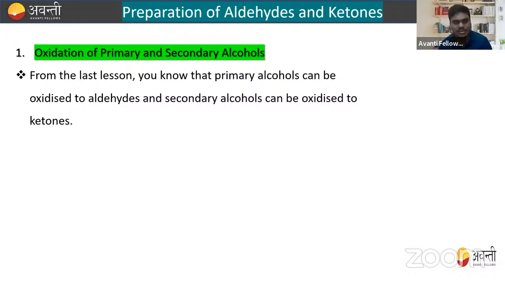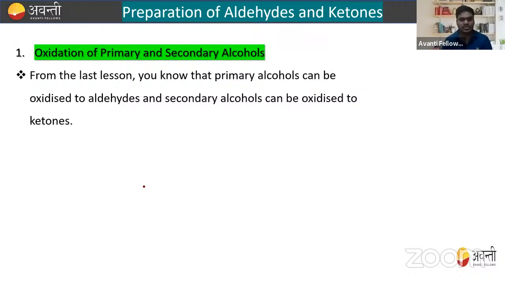One method is the oxidation of primary and secondary alcohol. From the last lesson, you know that the primary alcohol can be oxidized to aldehyde and secondary alcohol can be oxidized to ketone as well, right? So how does this take place?